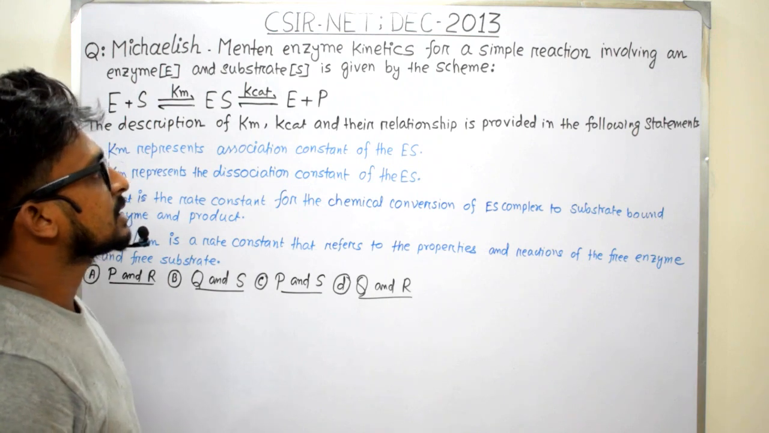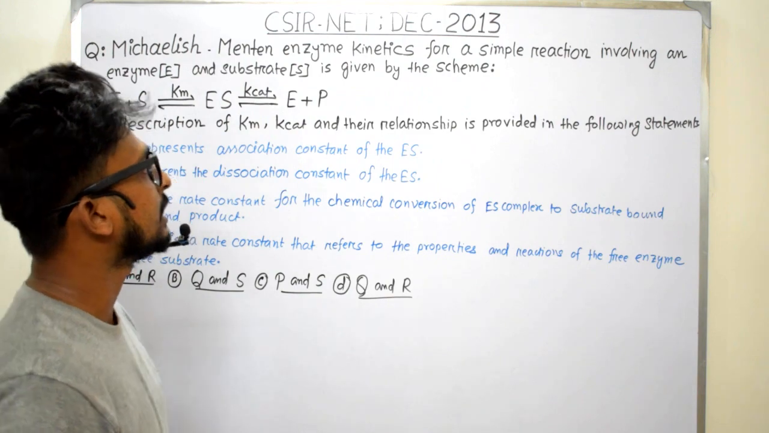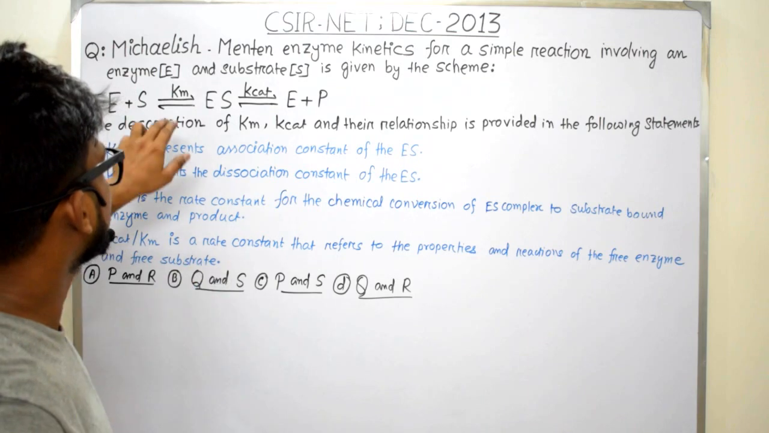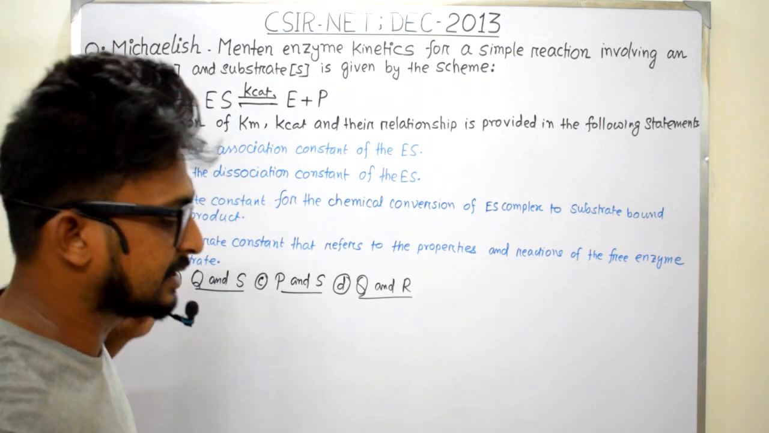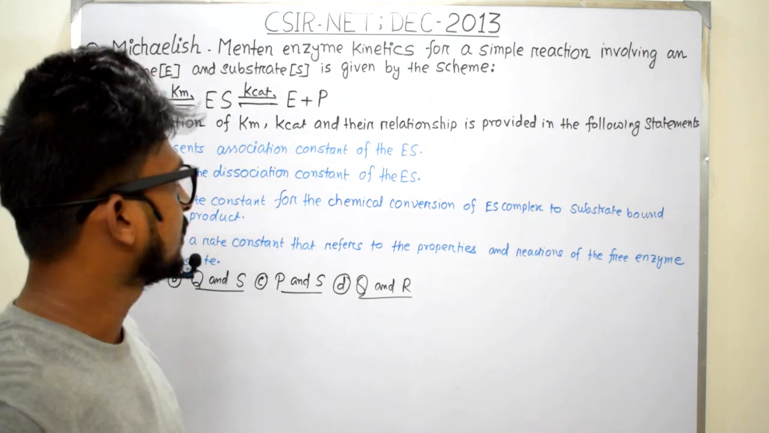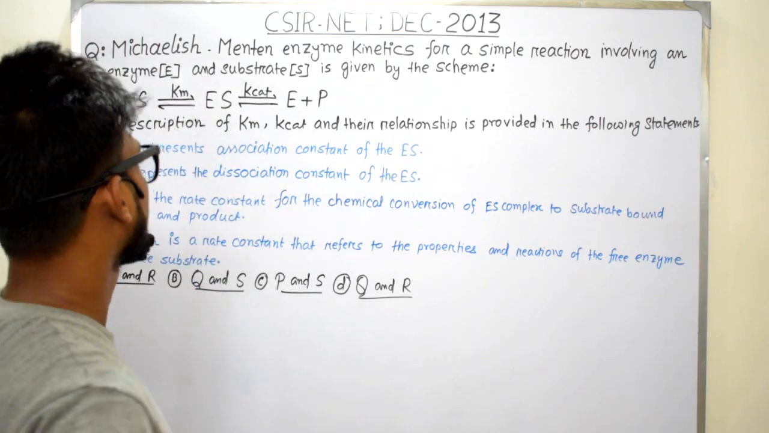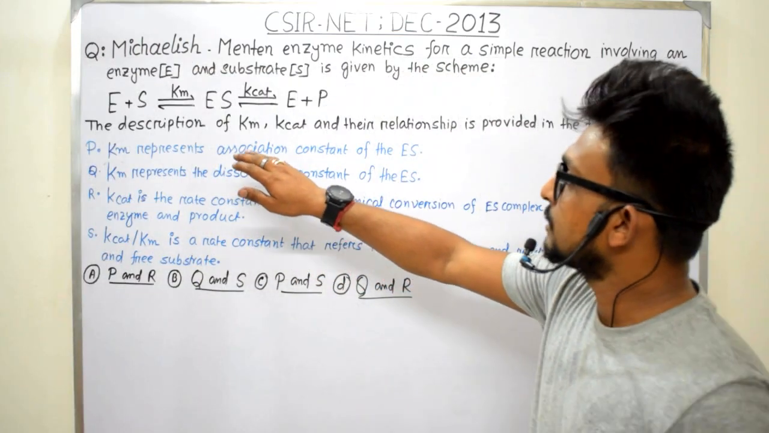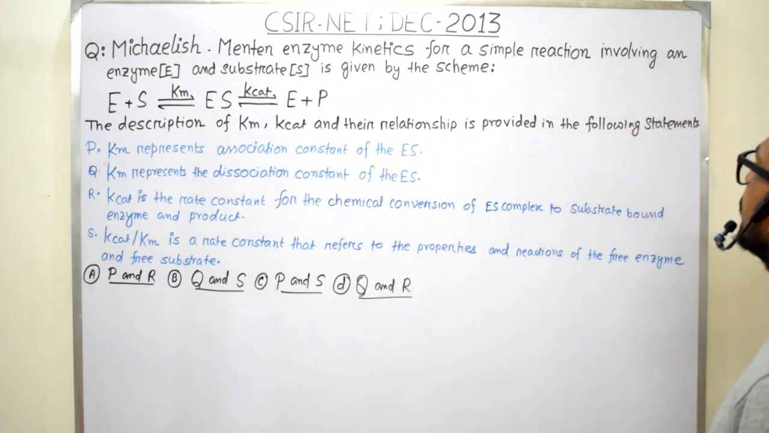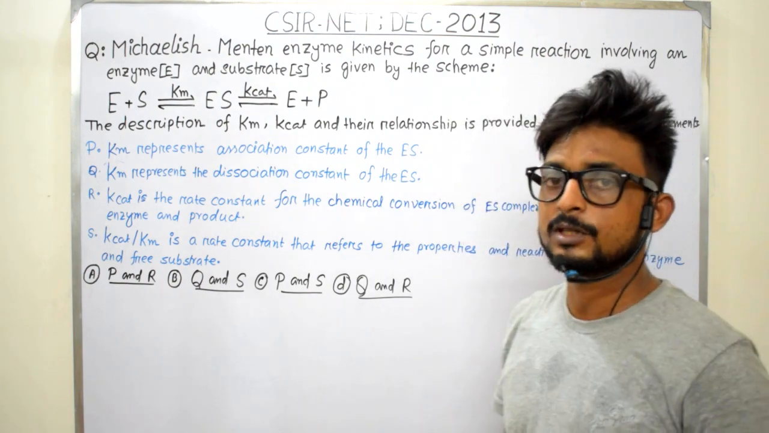Michaelis-Menten enzyme kinetics for a simple reaction involving an enzyme E and substrate S is given by the scheme, which is given over here. It consists of two-step reactions. In the first step the rate is determined by the Km, and in the second step the rate is determined by the Kcat. So we have to know the basics of Km and Kcat, which we will see in just a moment. Here they want the description of Km, Kcat, and the relationship provided in the following statements. Four statements are given, and out of these four we have to choose the right combination.